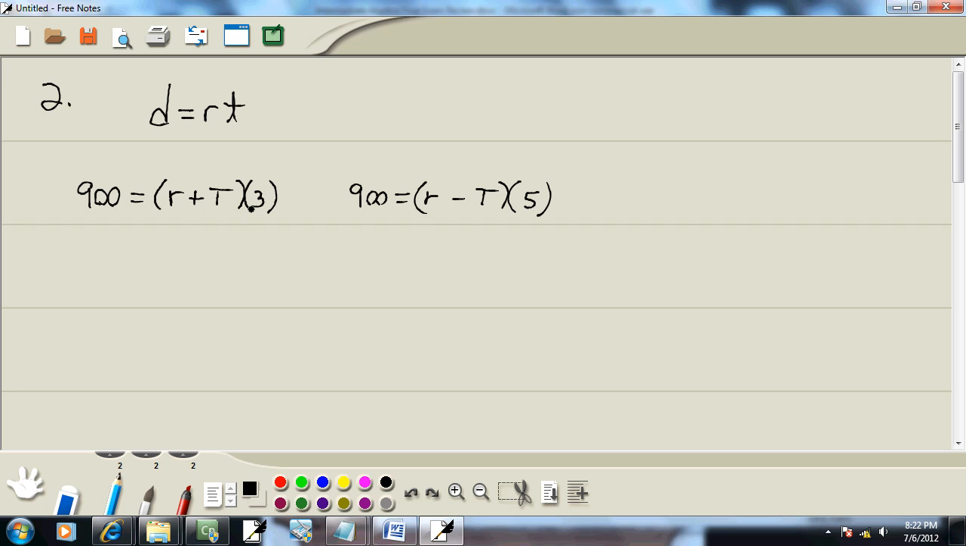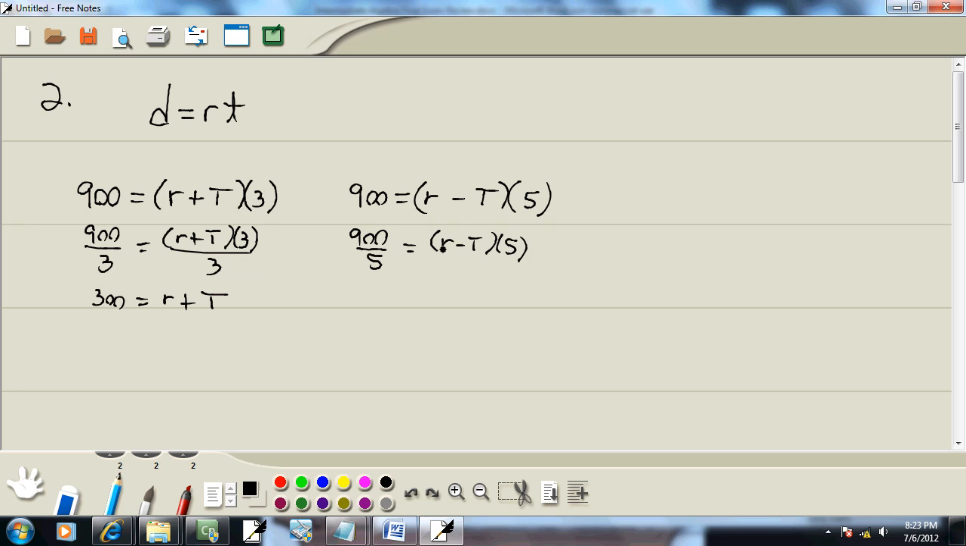Well, what I can do here is I can go ahead and divide both sides by 3. Like this. And you end up with 300 is equal to r plus capital T. On this one, I can divide both sides by 5. And that gives us 180 equals r minus t. Now, I did that just to get all the variables on one side, numbers on the other side.